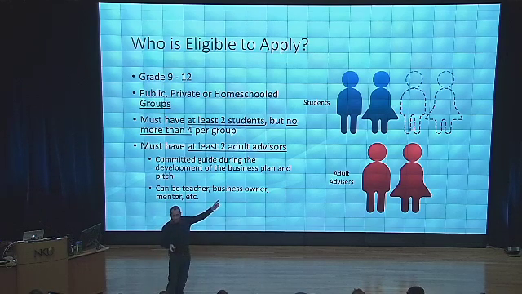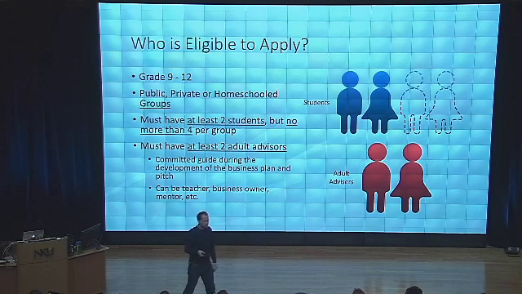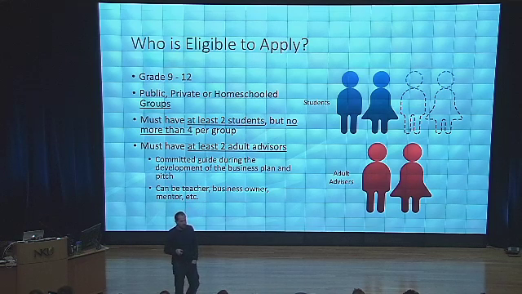Hence my lines of people. But you have to have at least 2 students per team. And you must have at least 2 adult advisors. There can be more than 2 adult advisors, but there has to be at least 2. Typically we're going to have a teacher who's the advisor as one of them, and another would just be any other individual. Probably could be another teacher.